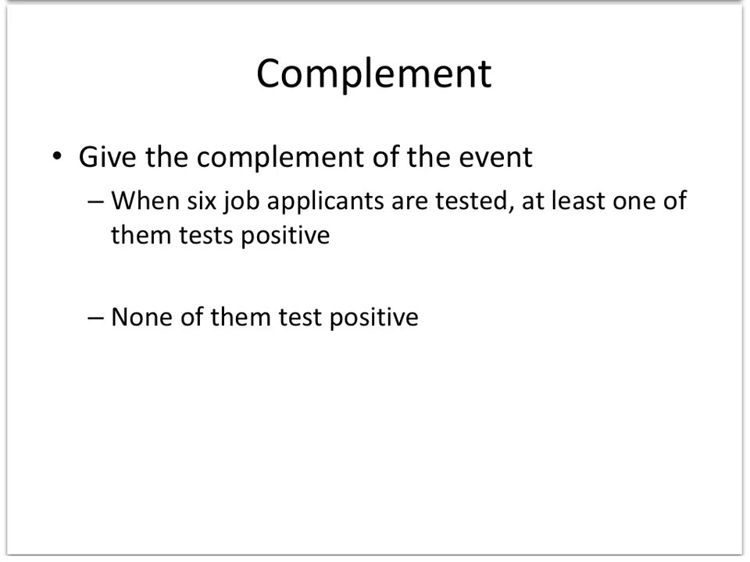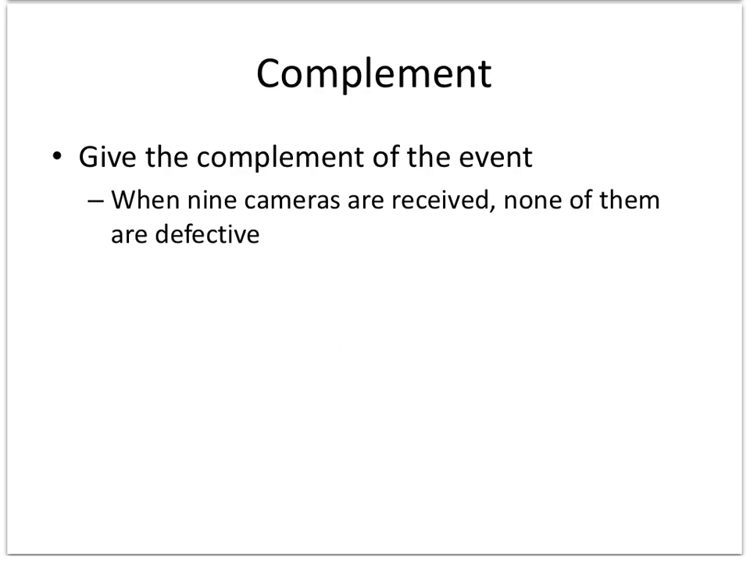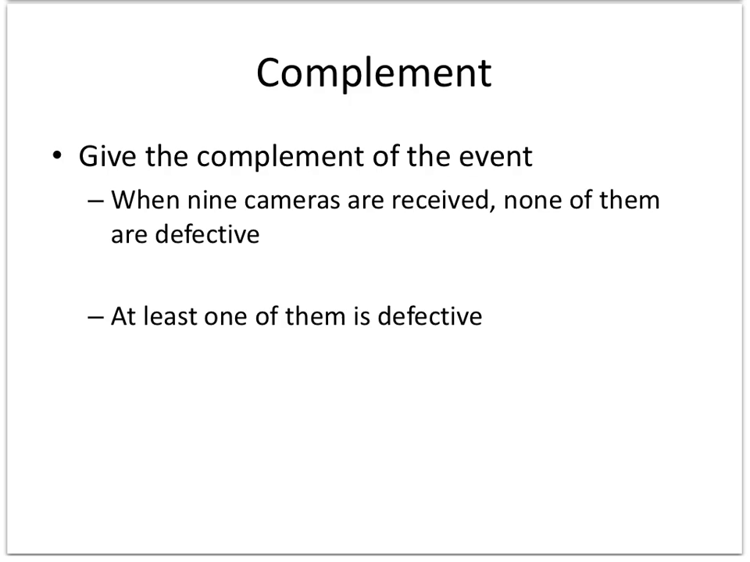So if we want to find the complement of at least one of them tests positive, the complement would be none of them test positive. So it's the opposite. Find the complement: when 9 cameras are received, none of them are defective. Well, here you might think the complement is all of them are defective, but the opposite of none is any, so at least one is defective would be the complement.